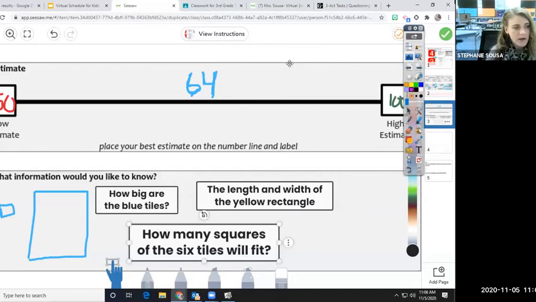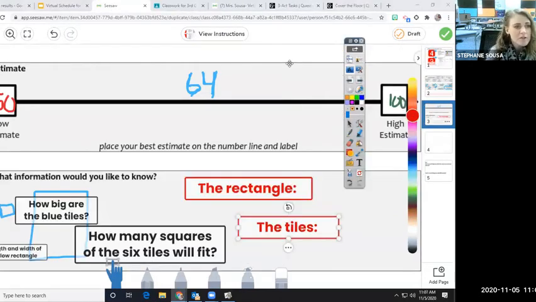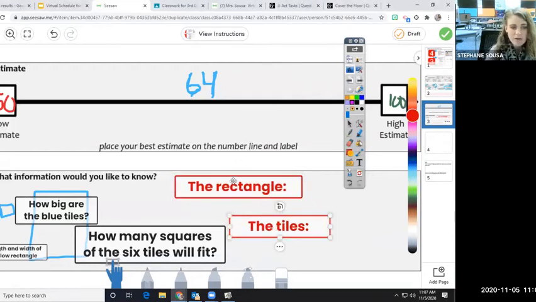We need to know about the rectangle, and we need to know about the tiles. This is what we'll need to know about, and I'm going to share that information with you. Oh, I paused. I apologize. There you go. We need to know about the rectangle. We need to know about the tiles. So what's in red, I want you to record there.